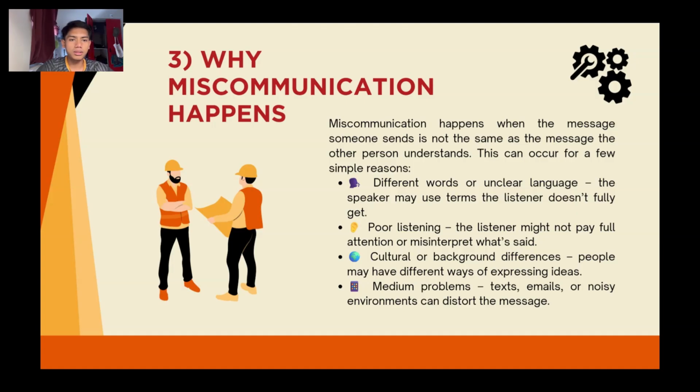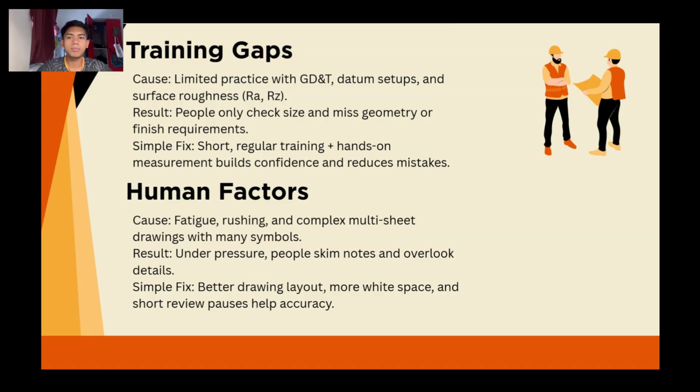I'm going to talk about why miscommunication happens. Miscommunication happens when the message someone sends is not the same as the message the other person understands. This can occur for simple reasons. The first one is training gaps. Sometimes miscommunication happens because people don't get enough practice with technical detail like GD&T symbols or surface finish measurement. When that happens, they only check the size of the part and forget about the geometry or finishing requirement.